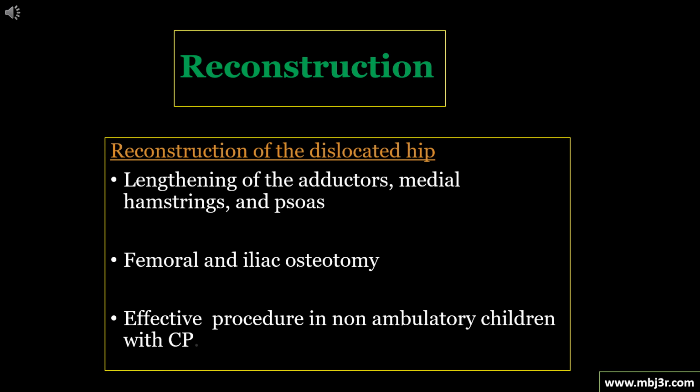Coming to the reconstruction of the dislocated hip. Reconstruction of the dislocated hip by lengthening of the adductors, medial hamstrings, and psoas, combined with a femoral varus osteotomy, is a highly effective procedure in non-ambulatory children with cerebral palsy.